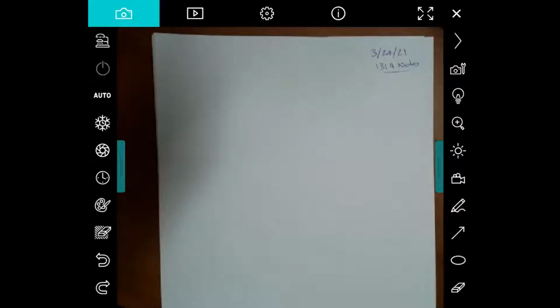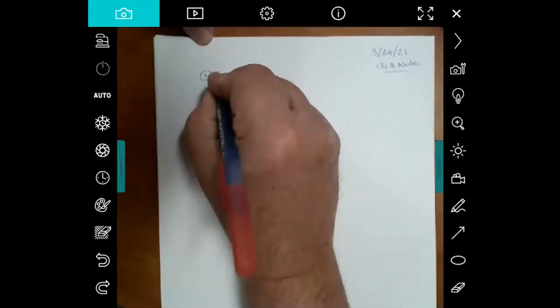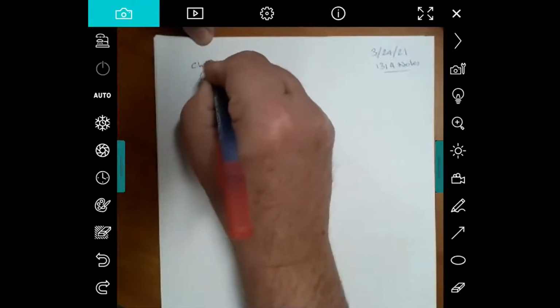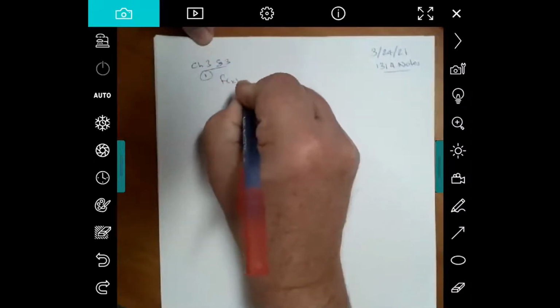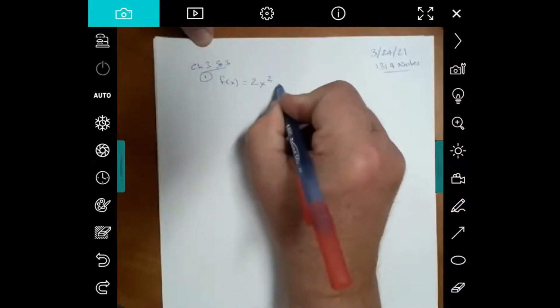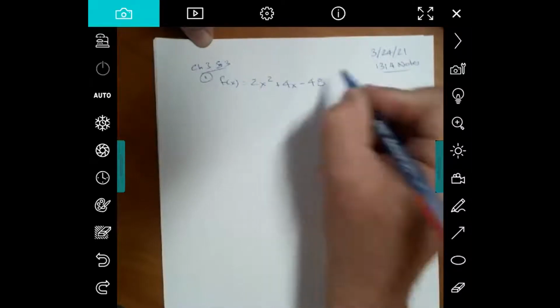The question we had was number 8 in this section. Given the function, find the vertex, determine the maximum or minimum value, the range, and the intervals of increasing and decreasing. This is Chapter 3, Section 3. So we have f of x equals 2x squared plus 4x minus 48.